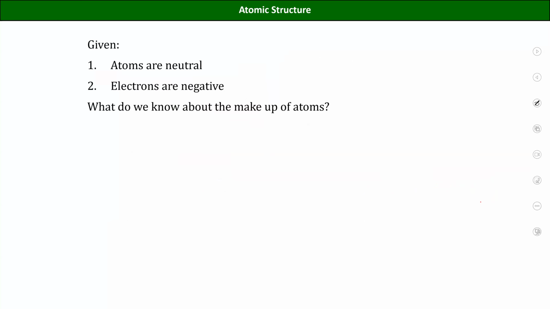Right, so let's take this further. We know that atoms are neutral. They don't have a charge to them. But the electrons, those little tiny particles, are negative. So what else do we know about the rest of the atom then? What does neutral mean in the context of a charge? Something positive. There's got to be something, if we have a negative charge on the electron, but the atoms are neutral, there has to be something positive canceling those charges out.